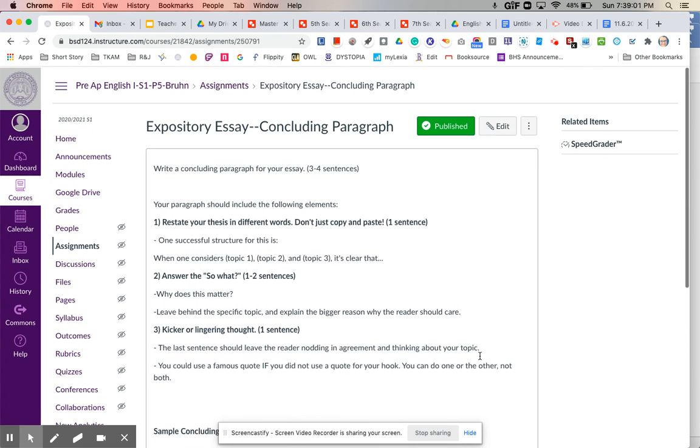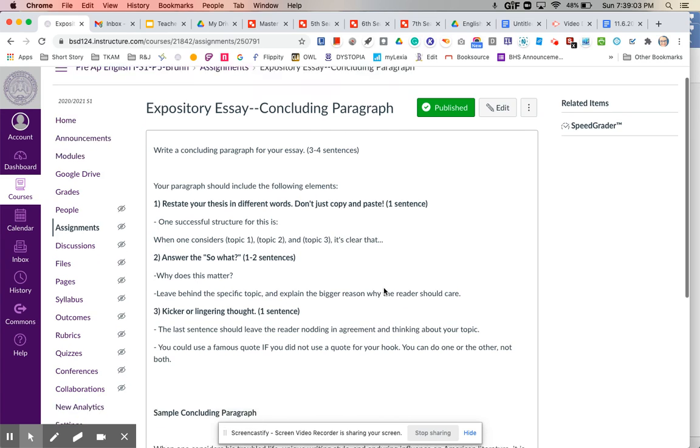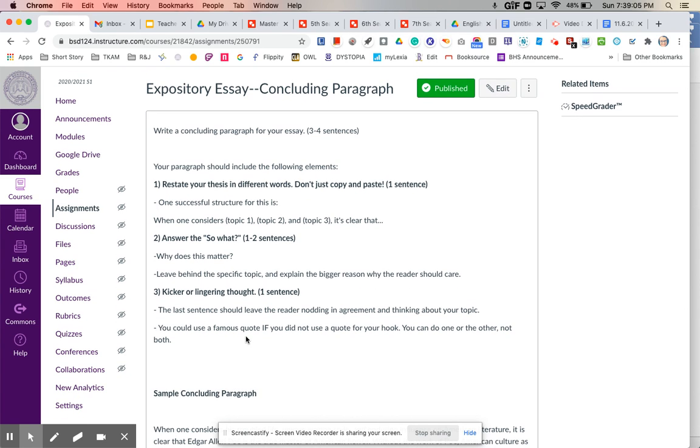Okay, so that is what you need to do for your concluding paragraph. 3 to 4 sentences, nice and easy. Let me know if you have questions.